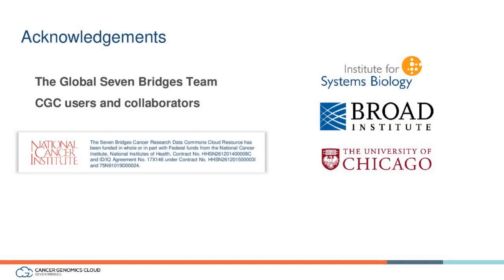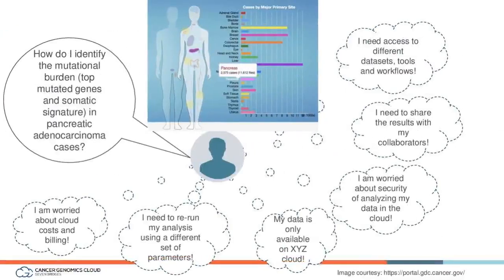All right, so let's get started. I want to start off with a research problem. Just like all of you are working on some different area of cancer, let's consider this research user who is working on pancreatic adenocarcinoma cases. The user wants to identify the mutational burden. That is, what are the top mutated genes and the somatic signature in pancreatic adenocarcinoma cases?